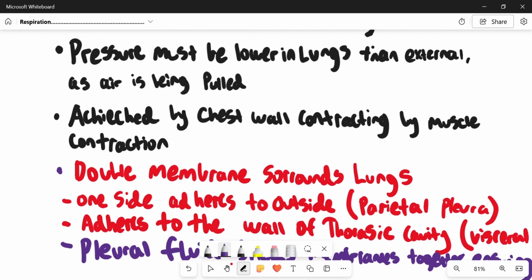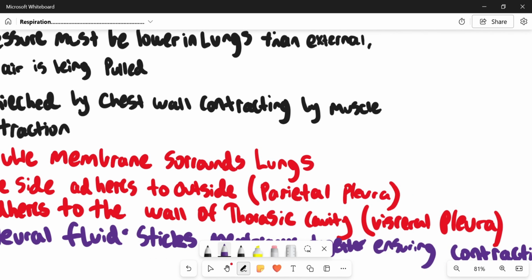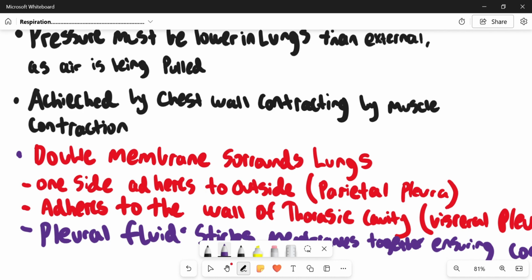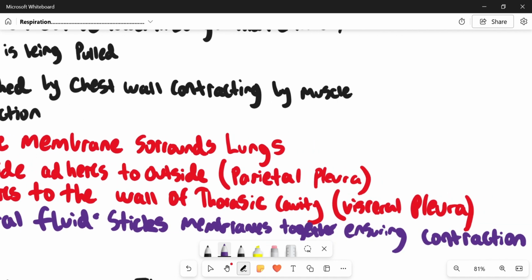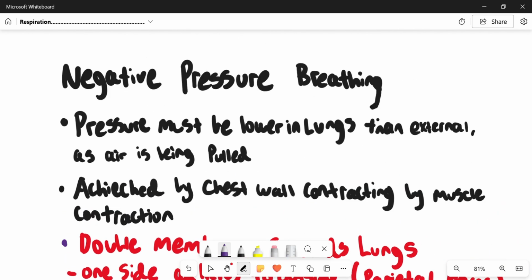Well, the double membrane that surrounds the lungs, one side adhering to the outside, the parietal pleura, and one side adhering to the thoracic cavity, the visceral pleura, are stuck together with pleural fluid that essentially ensures contraction, via hydrogen bonding, as the diaphragm contracts. Maybe I didn't mention this before, but the diaphragm is essentially a band of skeletal muscle that allows for breathing as it contracts. That's the process of negative pressure breathing.